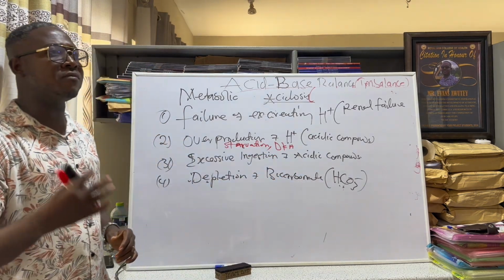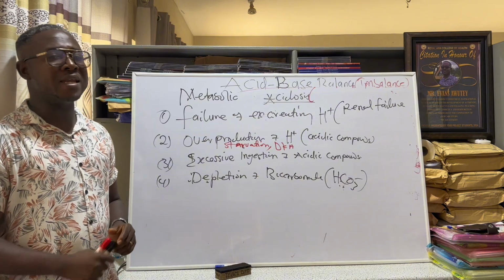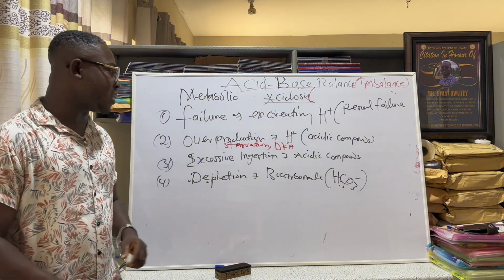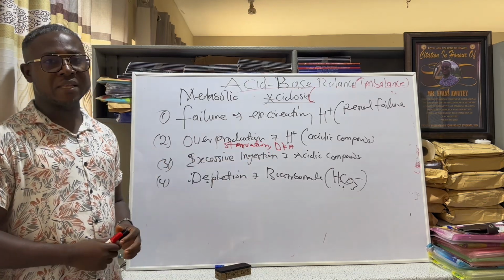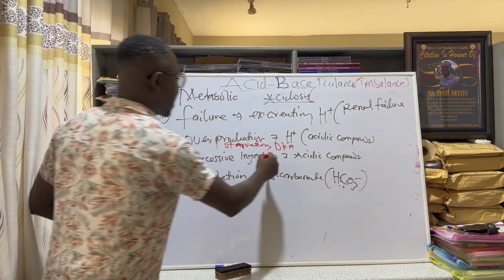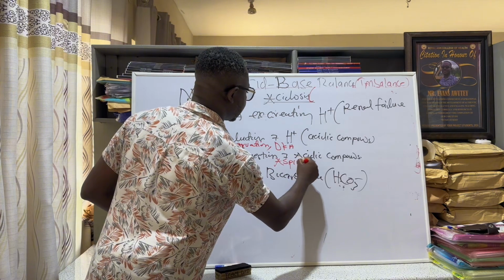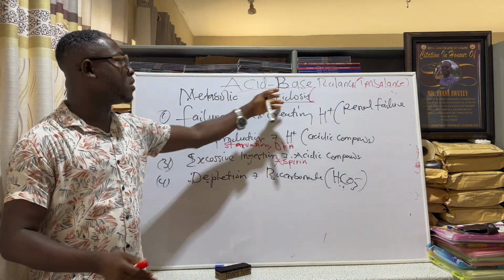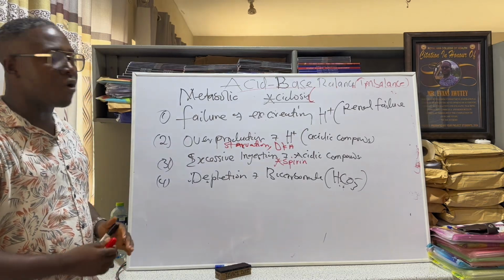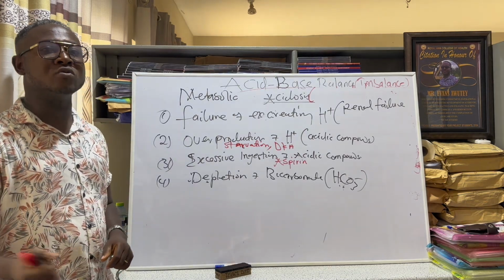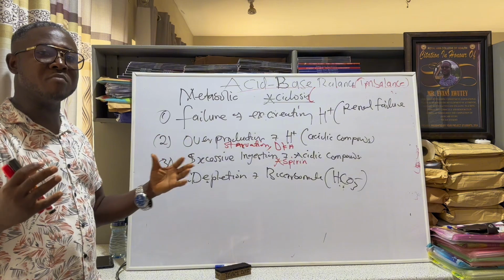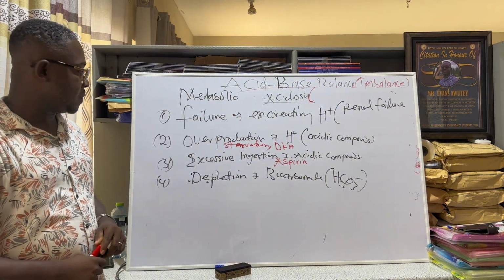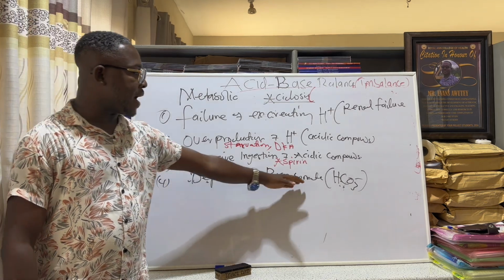Then excessive ingestion of acid compounds. There are certain food substances that are acidic in nature. There are also certain drugs that are also acidic in nature. Excessive intake of these drugs can also lead to metabolic acidosis. An example is aspirin. So excessive intake of aspirin can also lead to metabolic acidosis. Or maybe you take citrus fruit that has so much acid in it, can also lead to what? Metabolic acidosis.